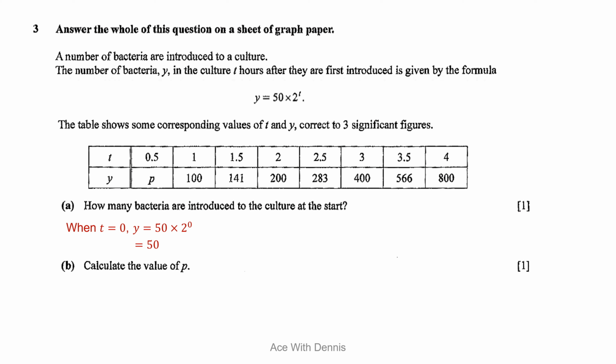Then B. Calculate the value of P. 1 mark. So the value of P is when T equals to 0.5 as shown in the table here, right? So we just say when T equals to 0.5, then Y equals to P. So substitute these two information into the equation. So P equals to 50 times 2 to the power 0.5, and take our calculator, calculate everything here. We'll get 70.7, rounded up to 3SF.